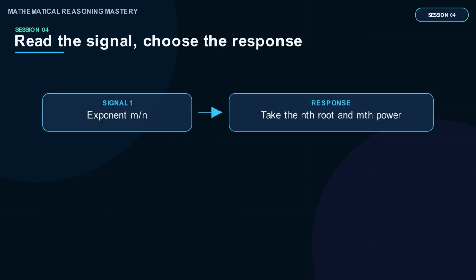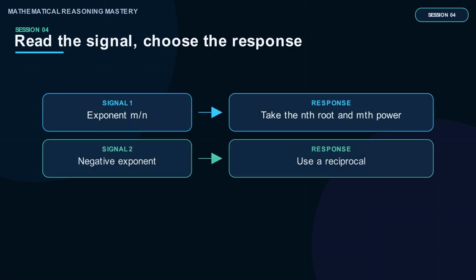Signal 1 is exponent m/n. Respond by remembering: take the nth root and mth power. Name the response before calculating. Signal 2 is negative exponent. In that case, use a reciprocal. The form tells you which tool fits.